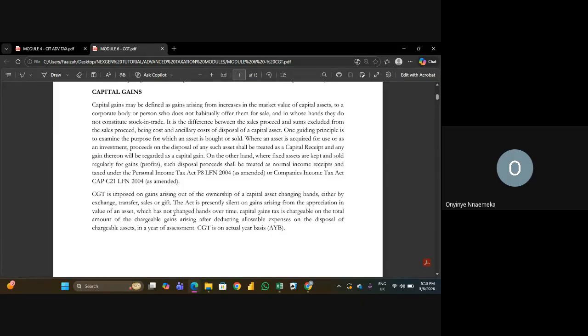One guiding principle is to examine the purpose for which an asset is bought or sold. Where an asset is acquired for use or as an investment, proceeds on the disposal of such assets are capital receipts, and any gain will be regarded as capital gain. I've explained that before. On the other hand, where fixed assets are kept and sold regularly for gains, that is profits, such disposal will be treated as normal income receipt and taxed under PITA or CITA.